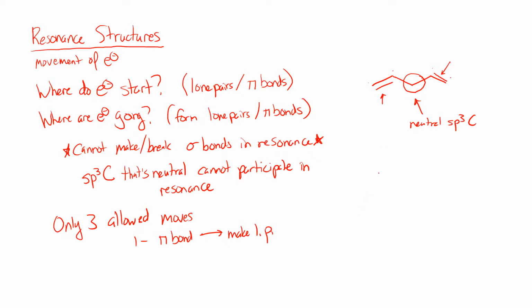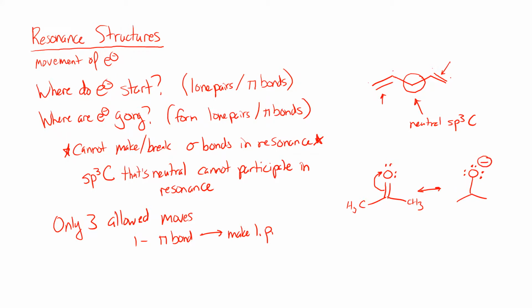So if you start with a pi bond, you can break that pi bond and move those electrons to make a lone pair, right? This oxygen already has 2 lone pairs, but when we draw resonance, we can get an additional lone pair. And we recognize that when oxygen has 3 lone pairs, that means that it's negative, right?